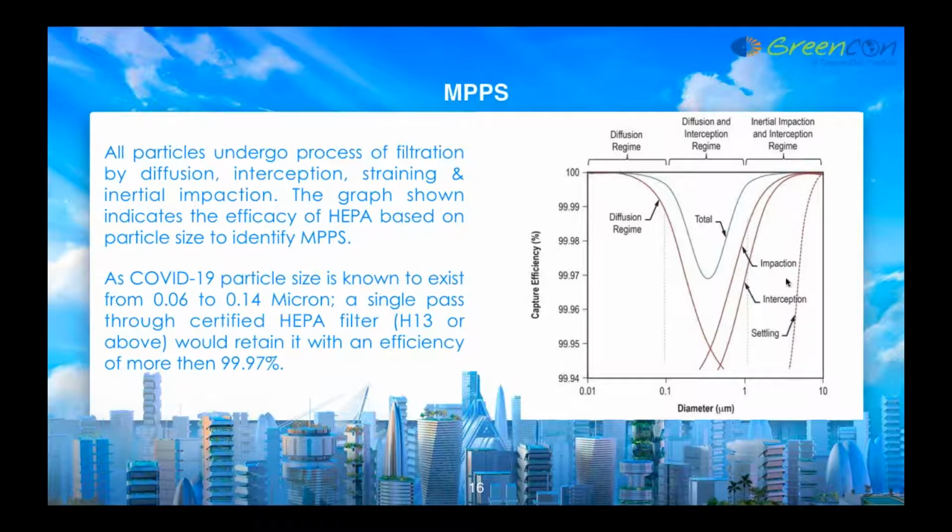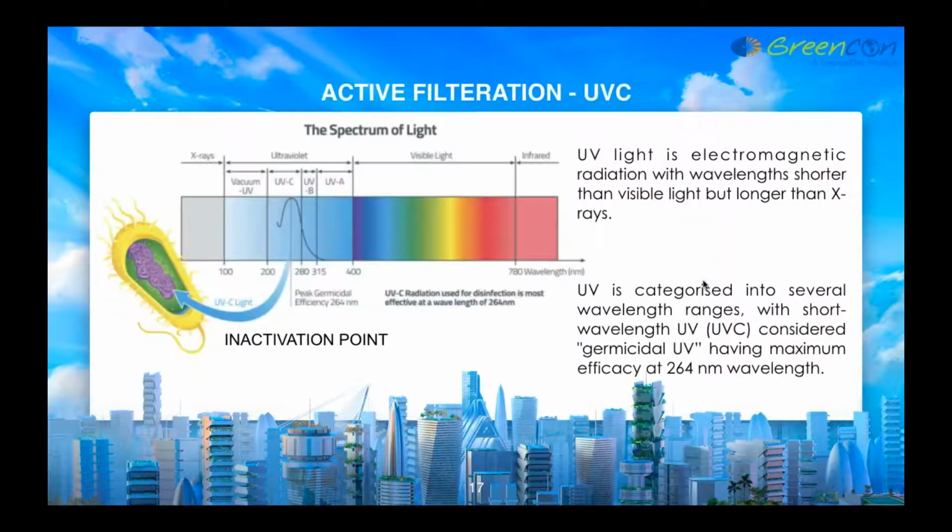And you see that they get settled down when their sizes are within 1 to 10 micron, or they get held because of impaction or interception. That's how you get this bell curve, which indicates the lowest efficiency. So a filter is always defined at MPPS. Very important. You should take it to heart and remember it forever in whatever type of filtration you would talk of. Another active filtration that we are talking of is UVC.